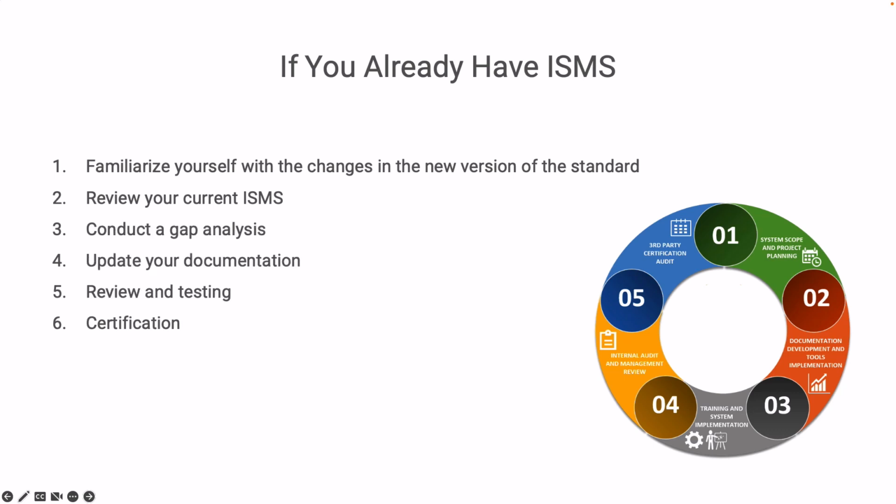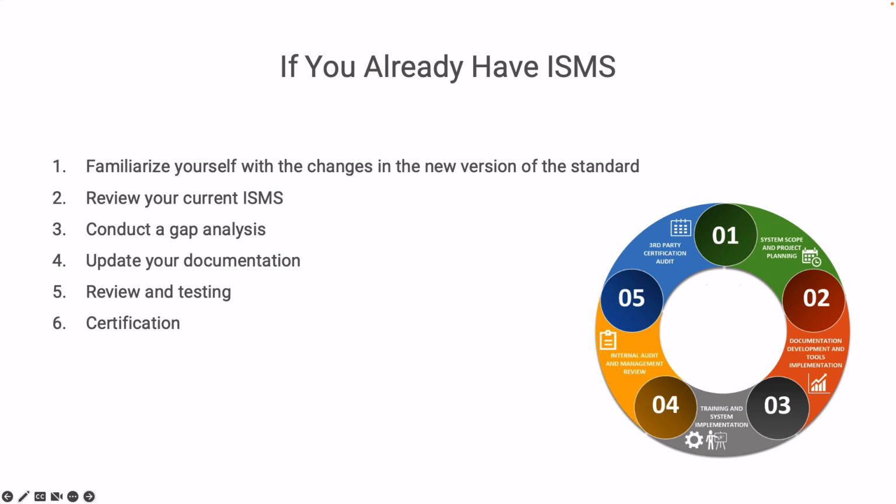The second step you need to take is to review your current ISMS. You need to take some time to review your organization's current ISMS to see how it aligns with the requirements of the updated version. Identify any areas where your ISMS may need to be updated or strengthened in order to meet the new requirements of the standard.